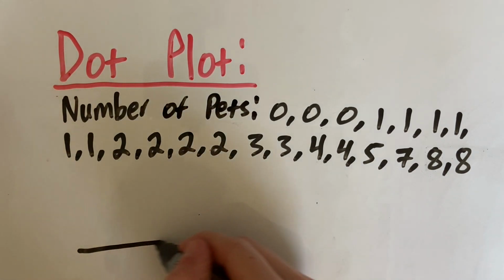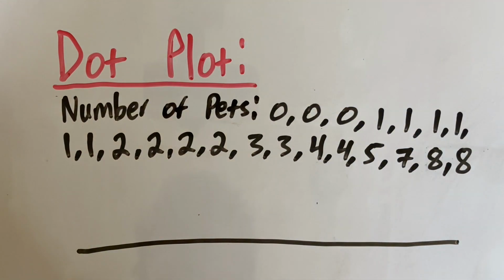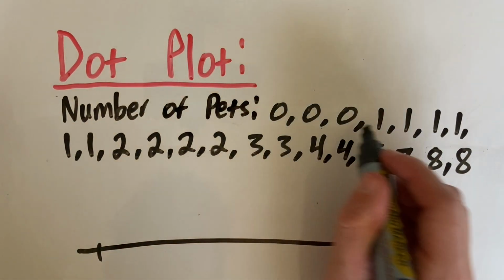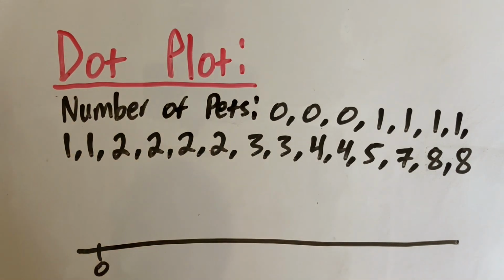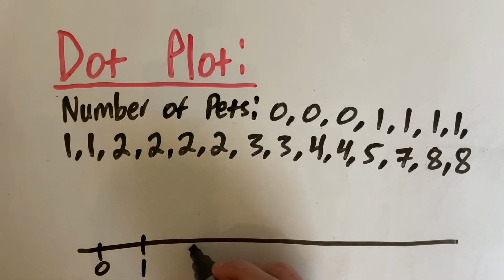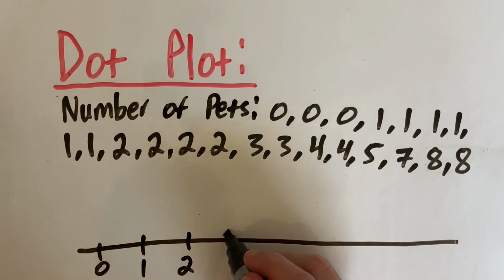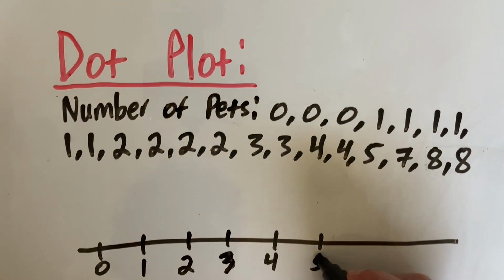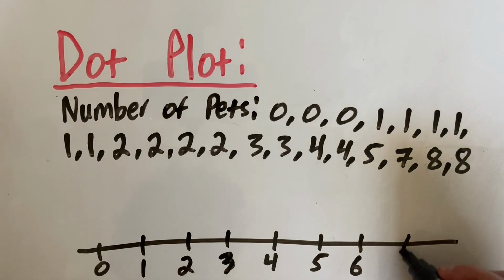So the first thing you want to do is draw a straight line, straighter than my line, and then you're going to put your range down the bottom. So we start at 0, it's like a timeline. Next we have 1, because we have people with 1 pet, and we're going to continue. So we have 2, then 3, then 4, 5. No one has 6 pets, but we're still going to put it on there. Then we have 7 and 8.